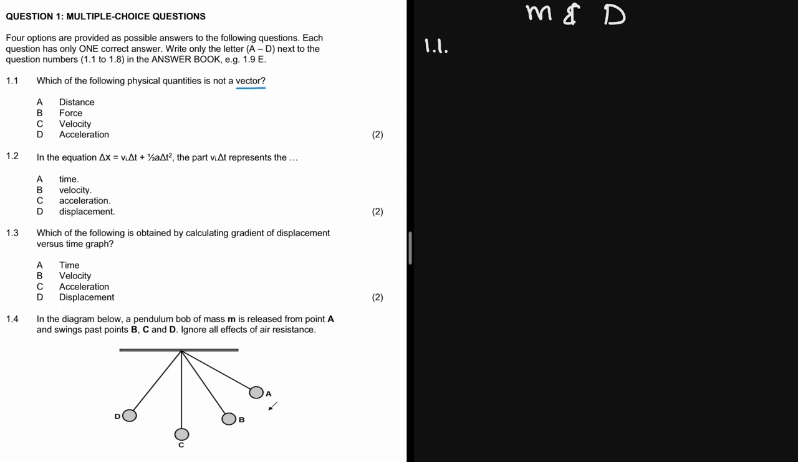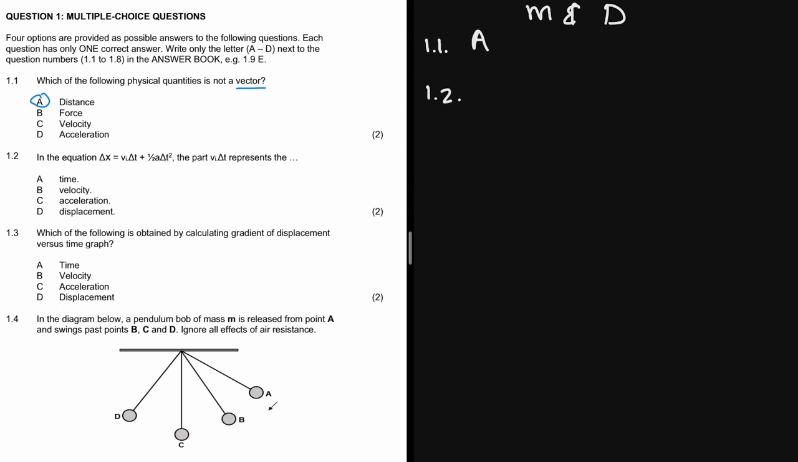So if we look at the options that we have, the first option, which is A, is distance. And we know that distance is actually a scalar quantity since it only has magnitude. So the option that we're going to select here is option A, because A is the one that is not a vector. If it's not a vector, that means it's a scalar. The other options, B, C, and D, all of them are vector quantities.